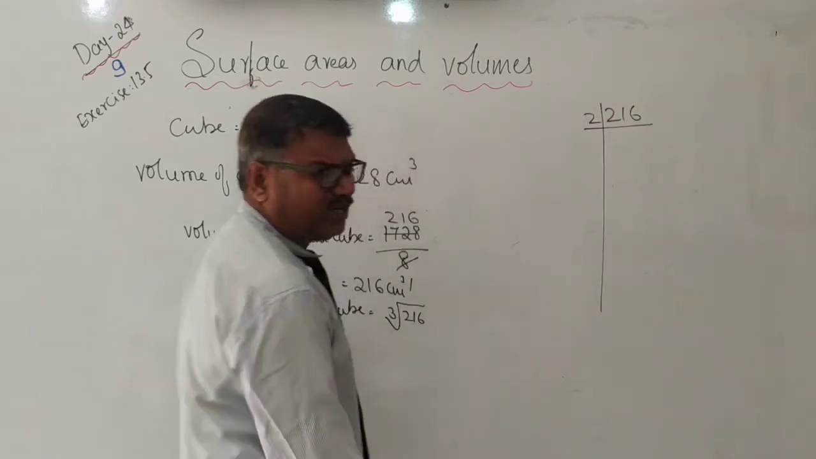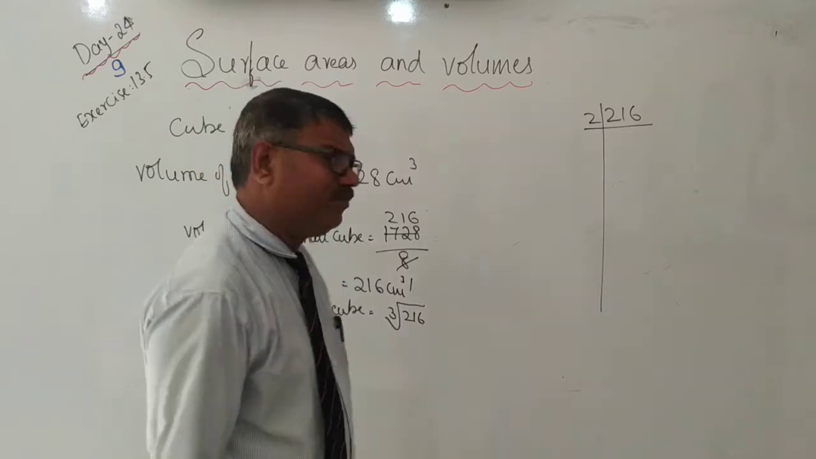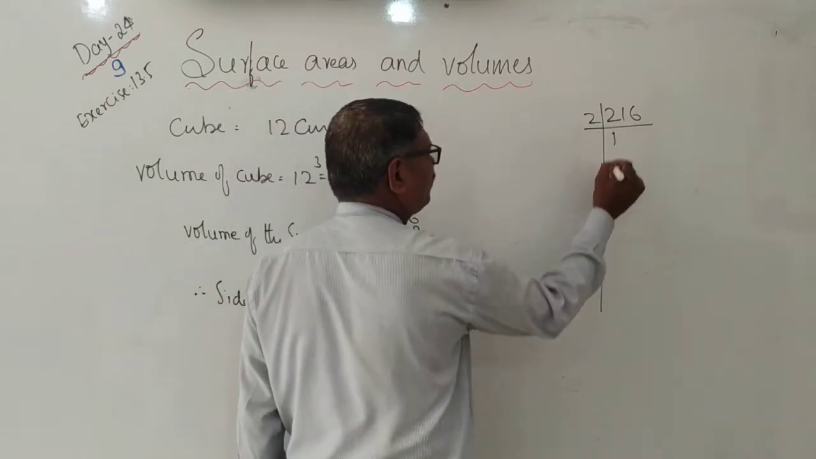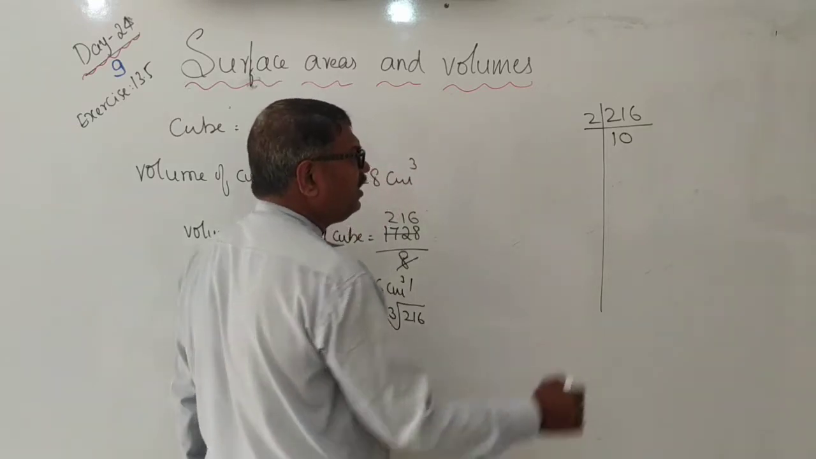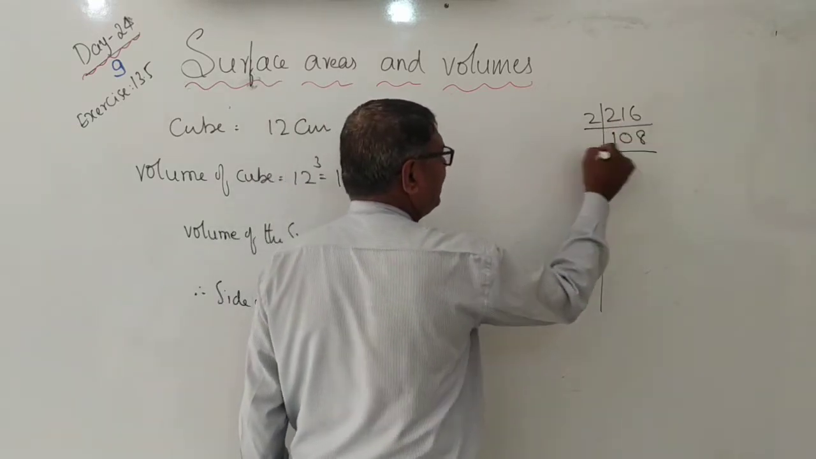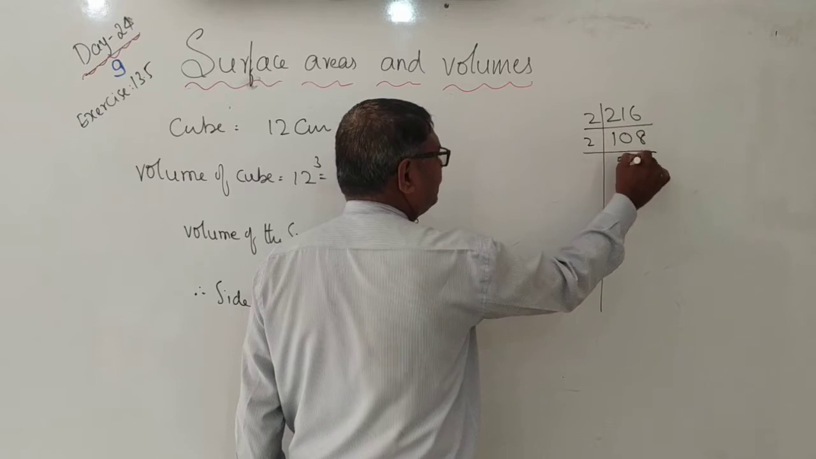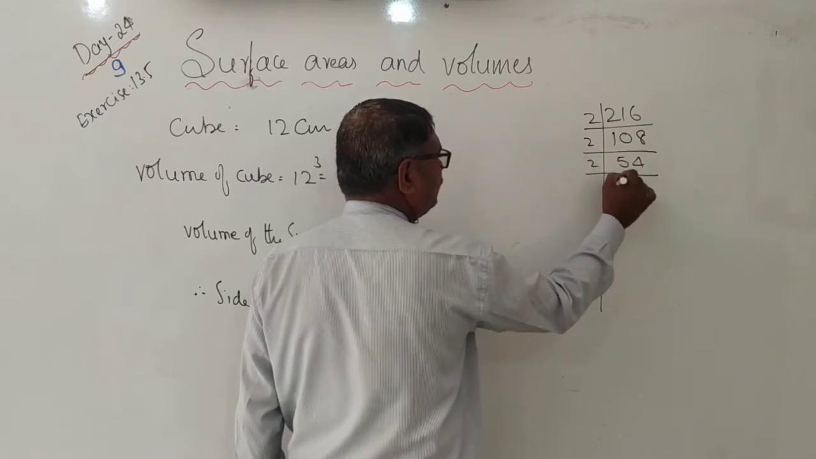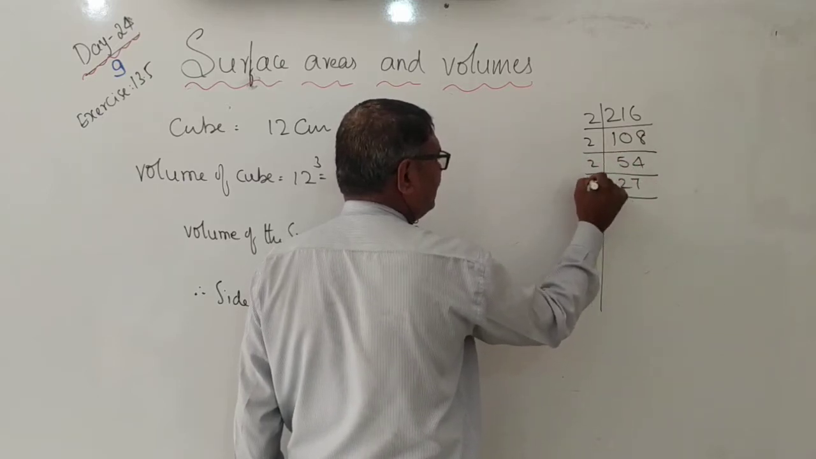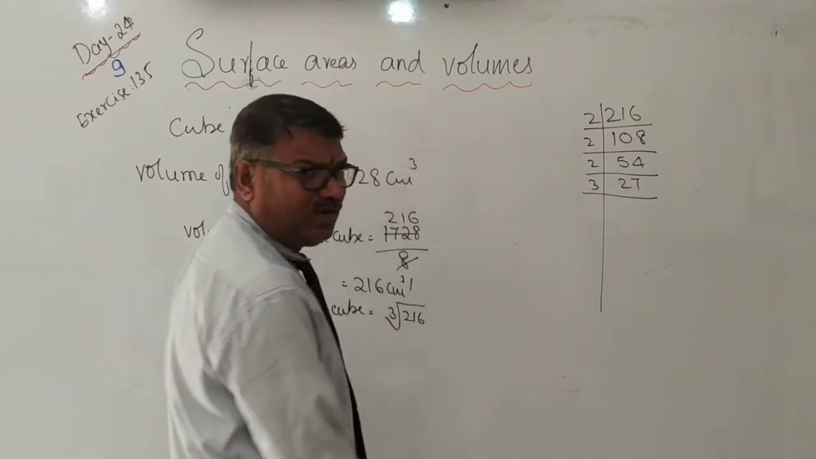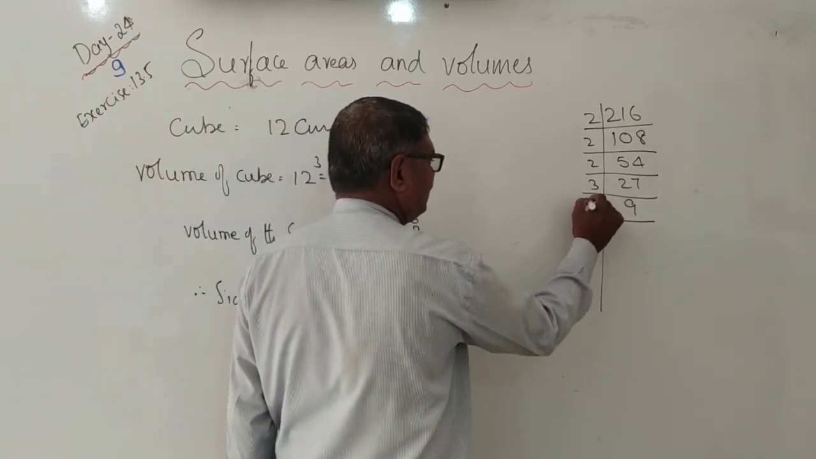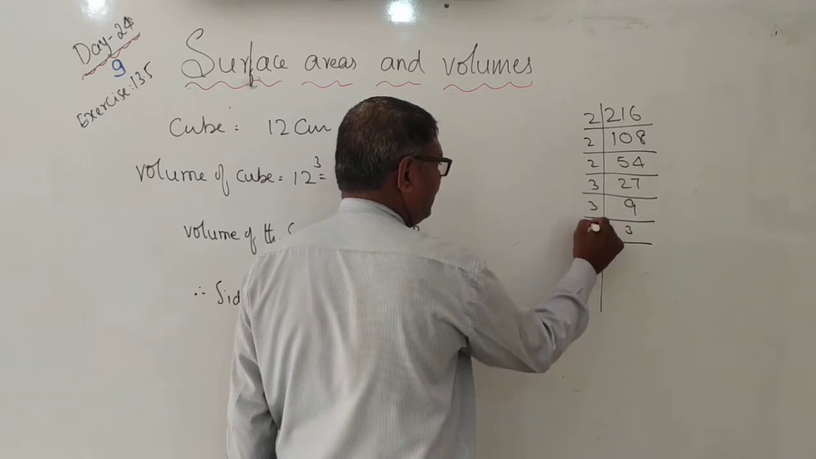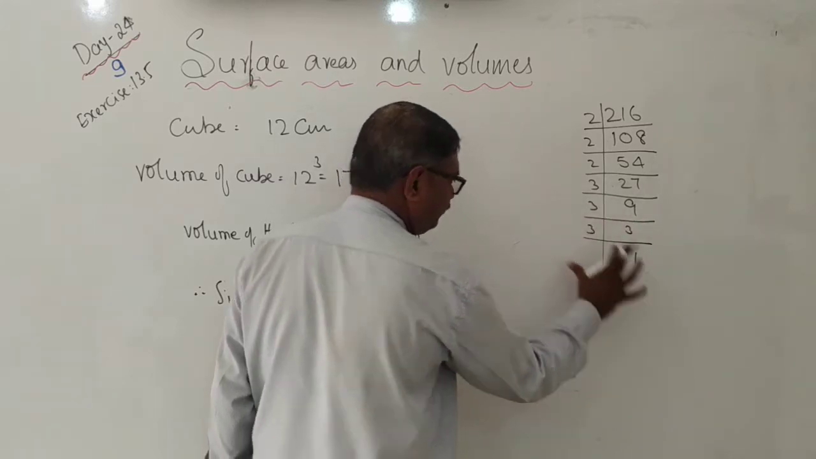Start with 2 because we should use only prime numbers. 2 ones, 1 will not divide, therefore we have to keep 0. Again 16, 2 8s, 2 5s 10, 2 4s, again 2 2s, 2 7s. Now with 2 it is not possible because it is an odd number. Therefore directly 3 9s, again 3 3s, again 3 1s.